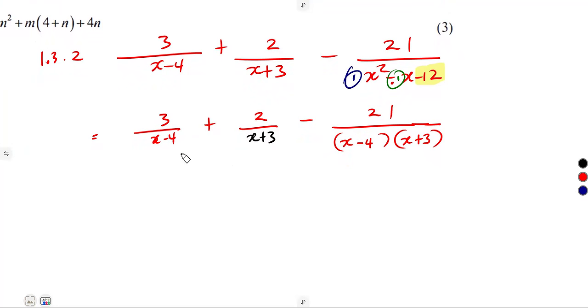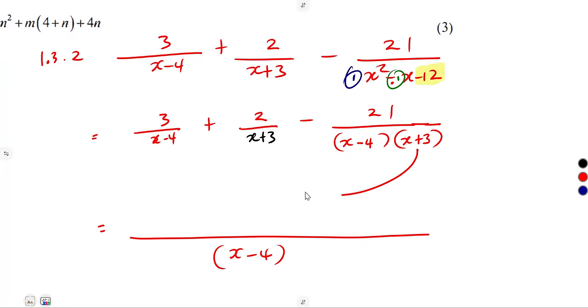Given these 3 fractions, we can combine them. What is our LCD of the given fractions? So we can see that we've got x minus 4. It is also appearing here, so we're just going to take that one once, x minus 4. We have got x plus 3. We also have x plus 3 here, so we're just going to take that one once as it is.